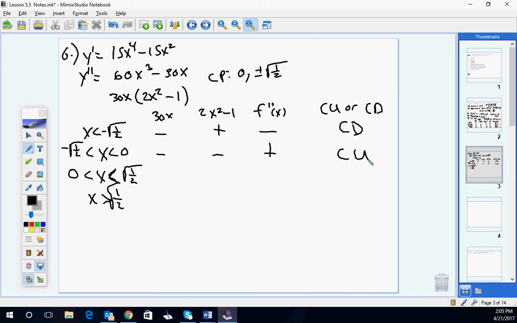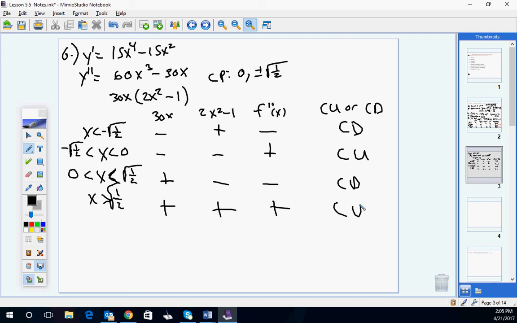Try 1/4: positive, negative, negative. And bigger than square root of 1/2, so 5: positive, positive, positive. Okay, so there's our intervals of concave down and concave up.